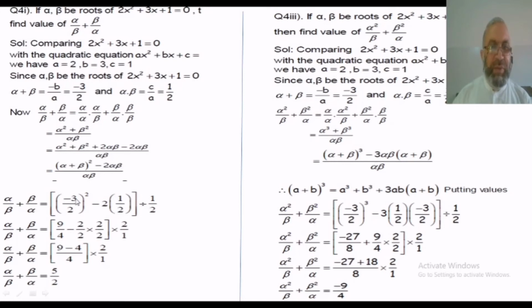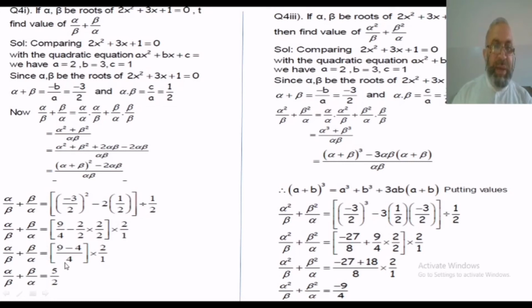Now simplifying this one, minus 3 by 2 whole square becomes 9 by 4. Minus that, again we multiply and divide by 2 to get the same LCM. That is 2 by 2 multiplied by 2 by 2, so we get 4 by 4. And division will change into multiplication. Multiply by the reciprocal. Multiply by 2 over 1 by changing division into multiplication.